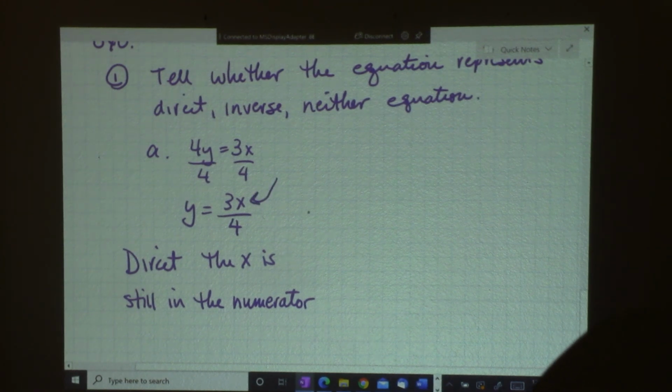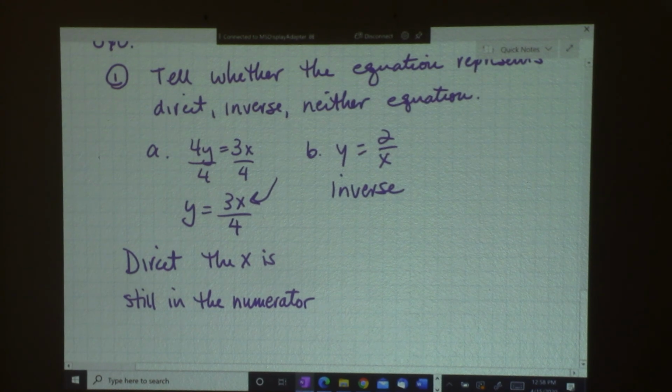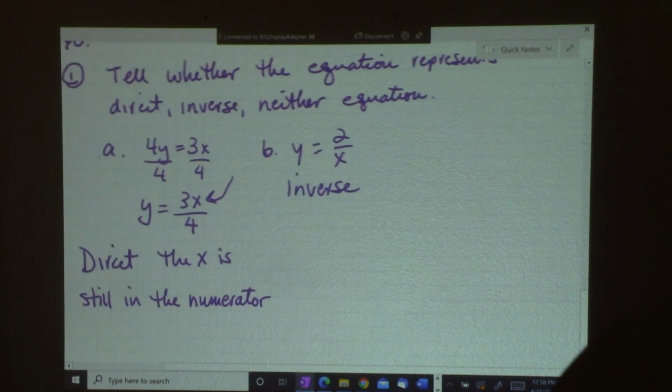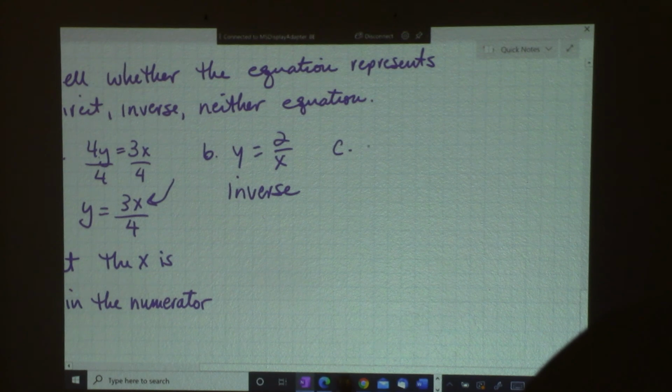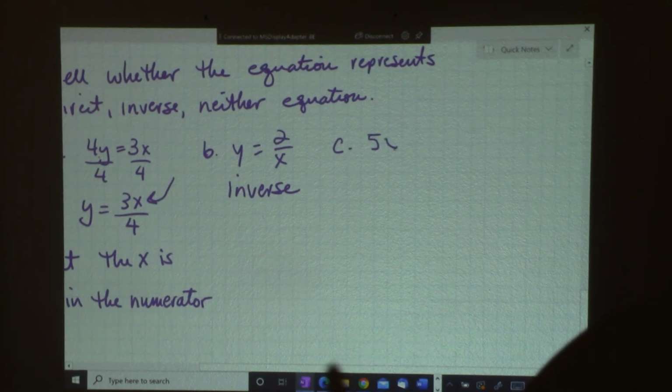That would be very different than this, right? Where I had the x in the denominator. That is not what this says. X is in the numerator, so it's direct. All right, B, y equals 2 over x. That's inverse. The 2 is in the position of A, and you can see clearly that that's inverse function. Probably C is neither, but we can't tell yet until we get y by itself.